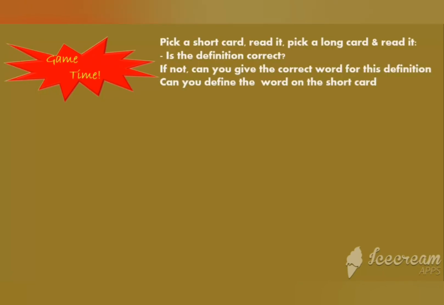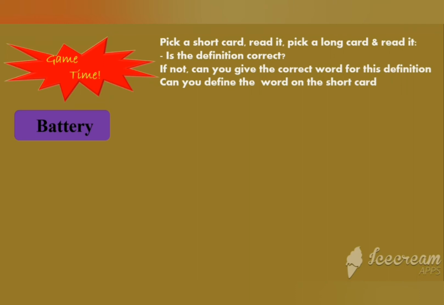Okay, boys and girls, the rules are simple, they're easy. You have to pick a short card that has a word on it and then read that word out loud. And then pick a long card and read it out loud. And then compare the short card and the long card definition to see if they go together. If the definition you picked for the long card is wrong, then you have to give us the definition for the short card and give us the right word for the long card.